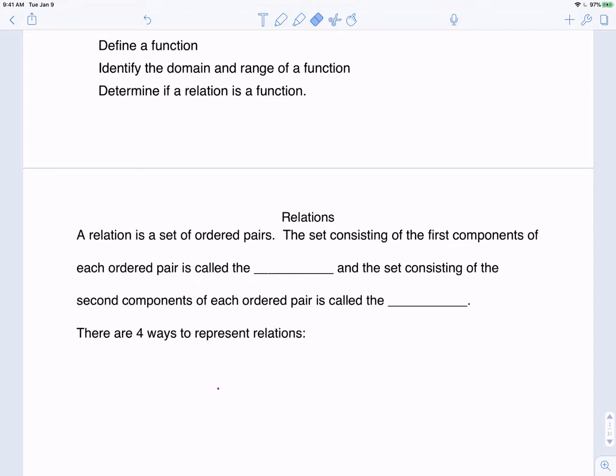In math, we express relationships as a set of ordered pairs. So a relation is any set of ordered pairs. The set consisting of the first components of each ordered pair is called the domain of the relation. And the set consisting of the second components of each ordered pair is called the range.